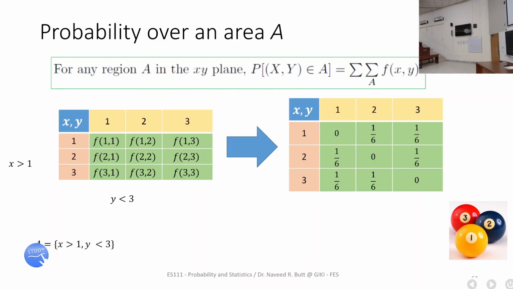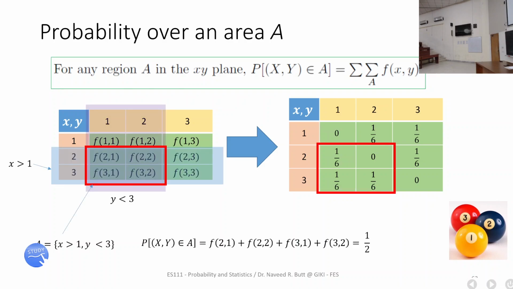Yeah, so you identify where you are. Where is x greater than 1? You identify that part. Then you identify where y is less than 3. The shaded parts are where x is greater than 1, and this is where y is less than 3. Where is the overlap?